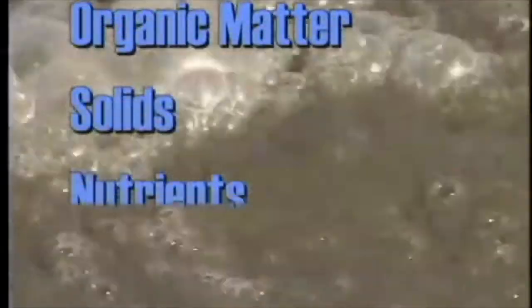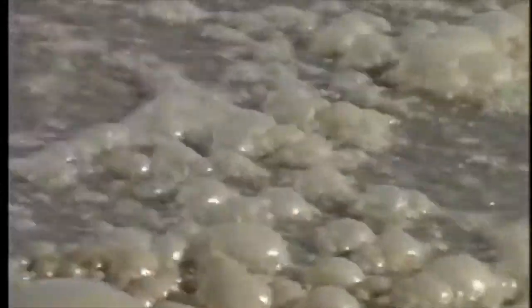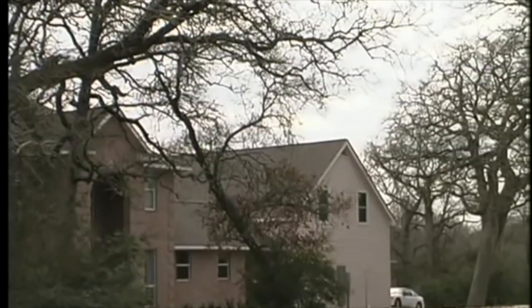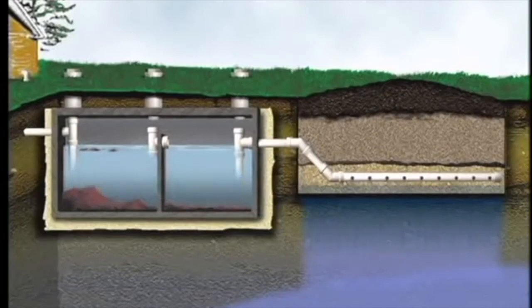Wastewater contains organic matter, solids, nutrients, and pathogens. The strength and concentration of these elements depends largely on the activities being conducted in a facility. In general, a home will have less contaminated waste than a business. But in some situations, we must pre-treat wastewater to place it in a contamination level the soil can handle.